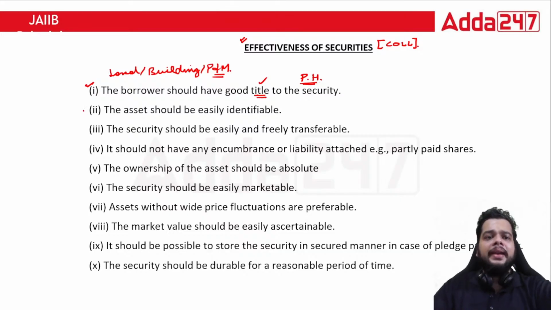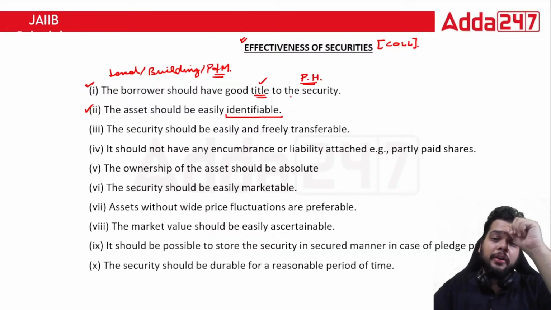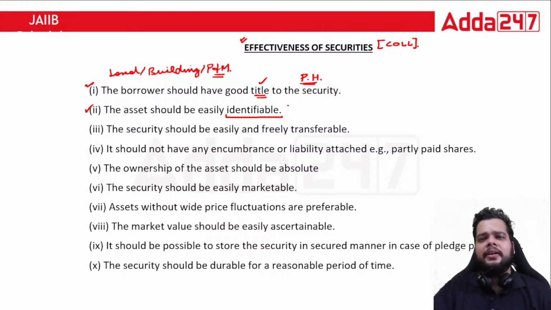It should be identifiable. You cannot just say that yes, a particular patch of land is there and I do not have the said documents with me, but it belongs to my name. This cannot be entertained by the bank. So you must have foolproof documents with you so that banks can also identify that particular security. Security should be easily and freely transferable.